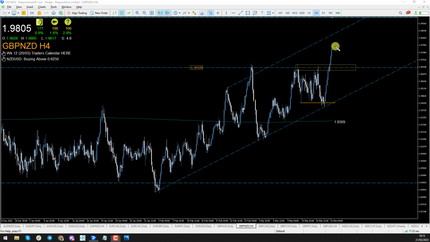So we're just going to have to be a little bit patient with this one, I think, and see if price does pull back. So the 1.9650, you can see these highs all in here. That's the area I'd set an alert on.